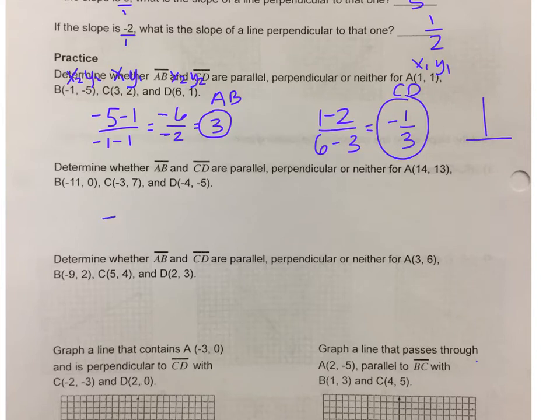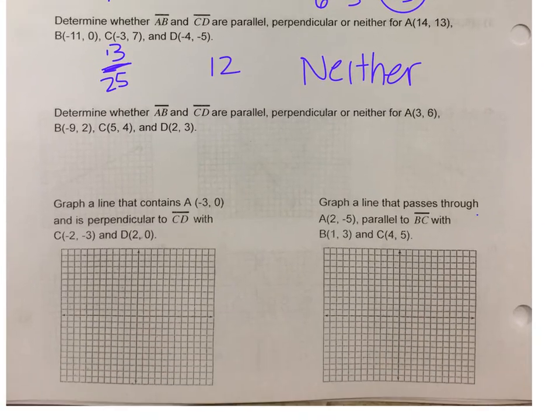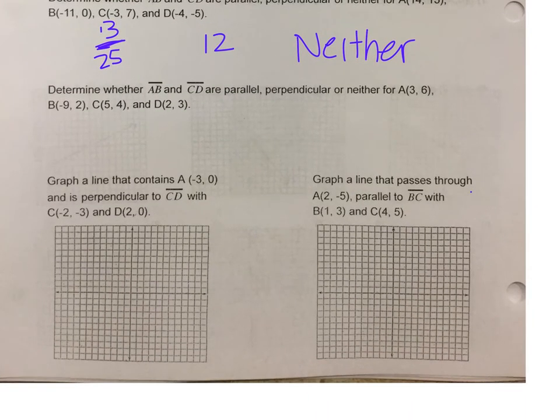It is 13 over 25, and the slope for CD is 12. Those do not have anything in common, so they would be neither. And our last one, the slope for AB is 1/3, and the slope for CD is 1/3, which means those lines are parallel.